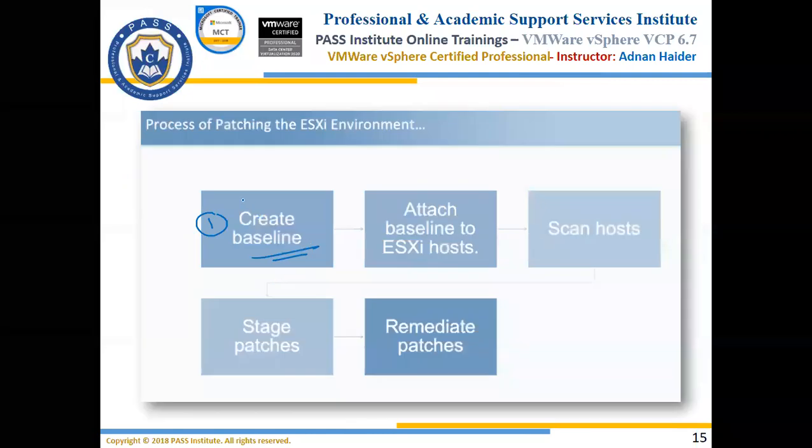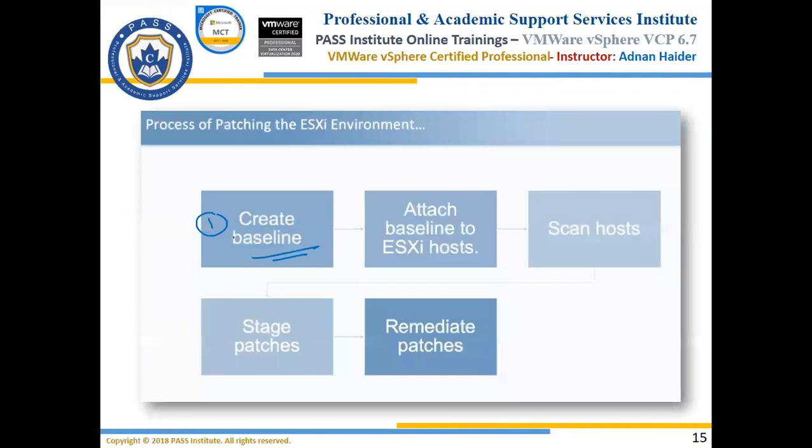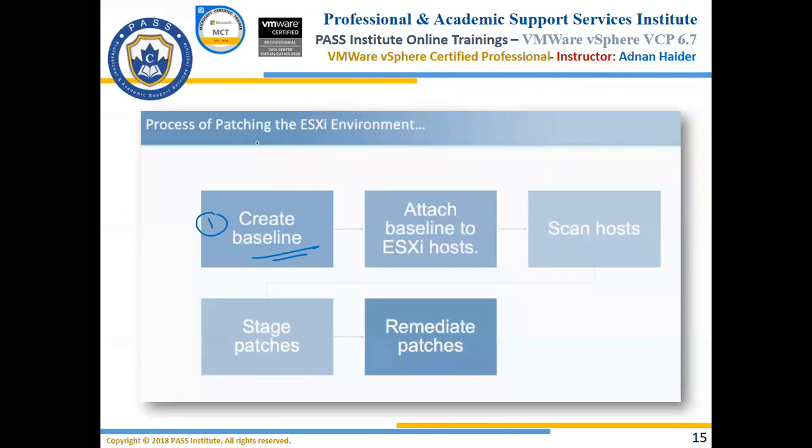So what is VA, sir? VA is appliance. VA is a VMware appliance, just like VCSA is an appliance. So if you're updating VCSA, this is an appliance. When we create a baseline or a group of patches for VCSA, then we use VM baseline. Okay, thank you. Now the second thing: what is the patching process?